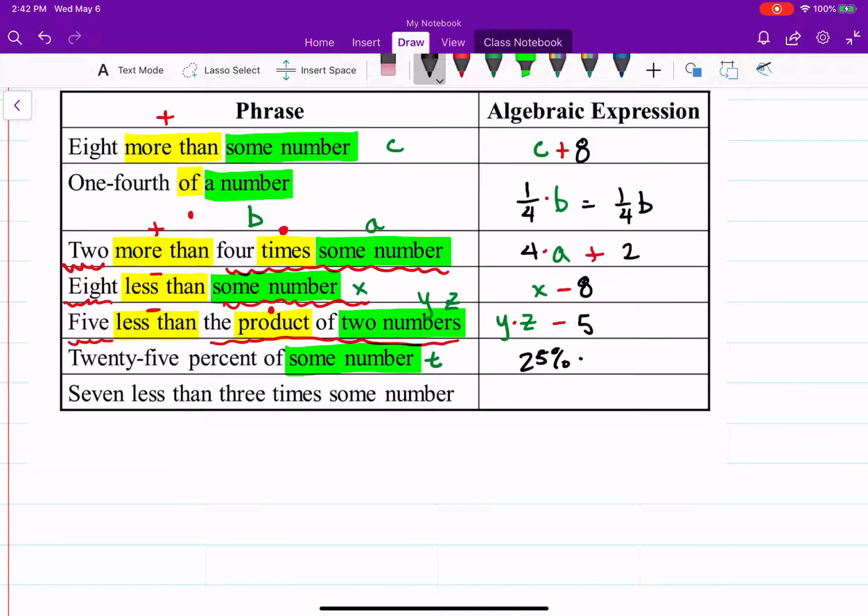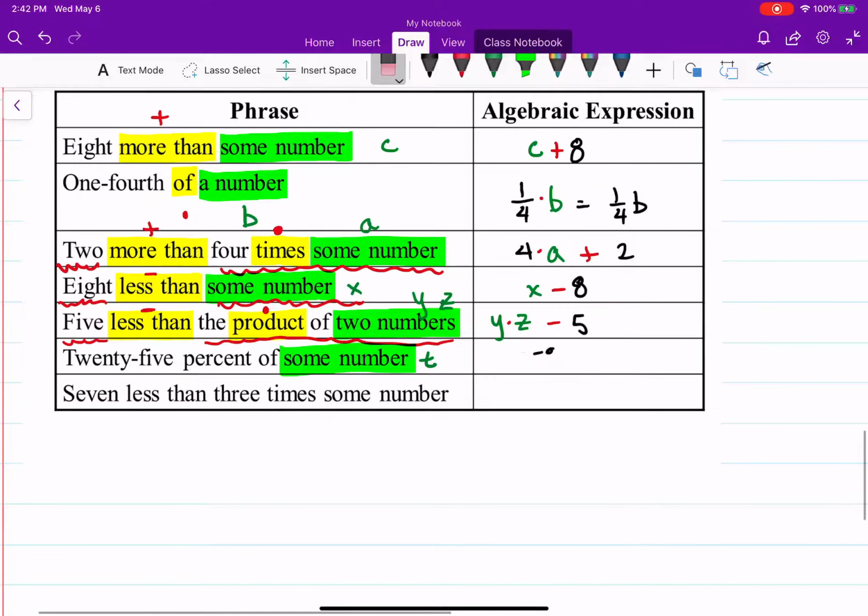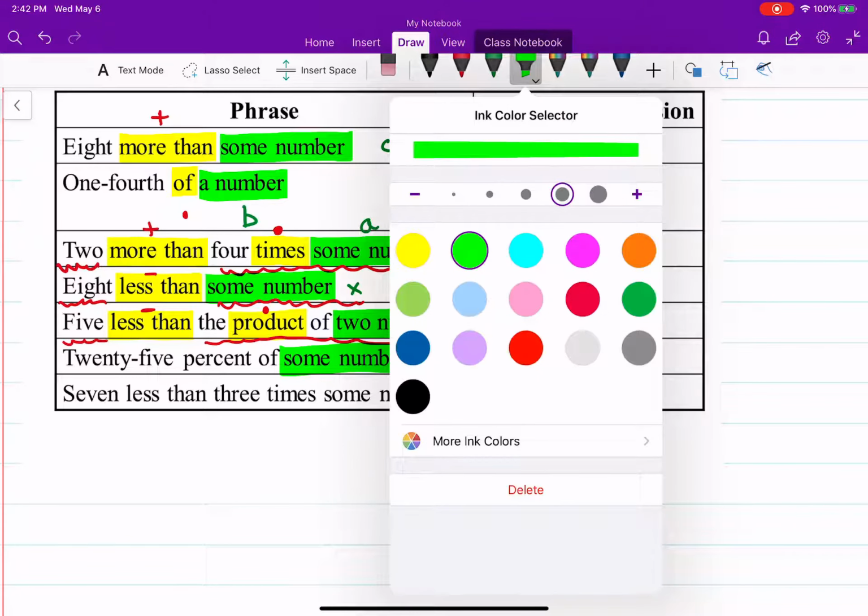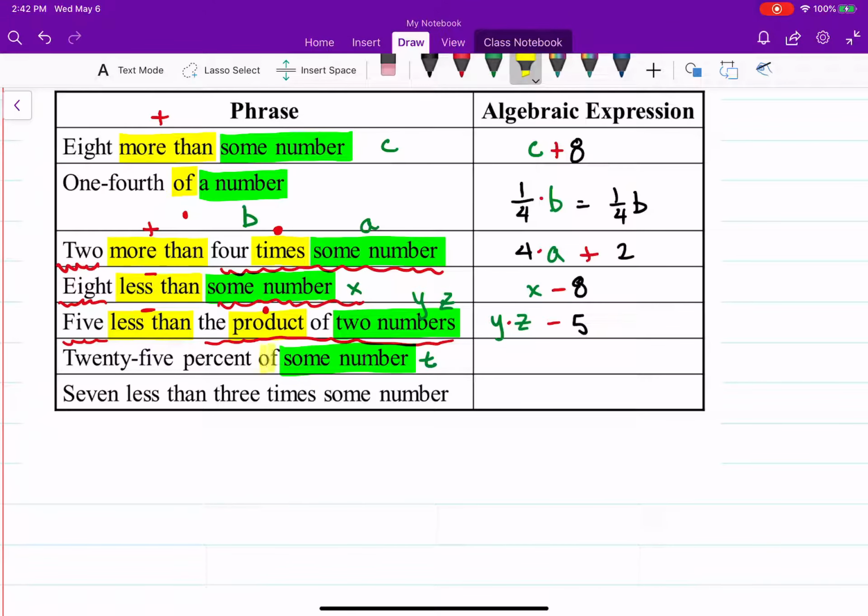We can't write this as 25% of some number, right? But before we do that, I also have to point out what the operation is. The operation is "of," which means to multiply. So 25%, we can change that to a decimal. You're wondering how.